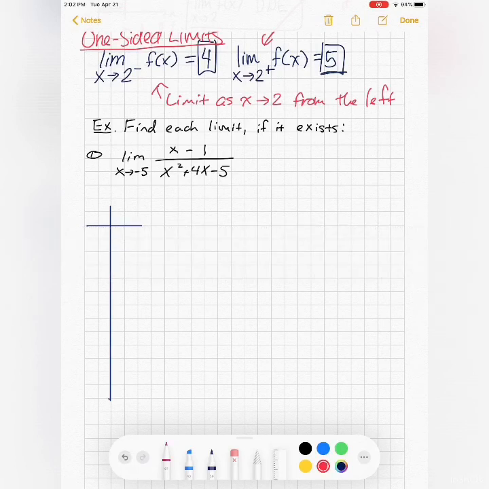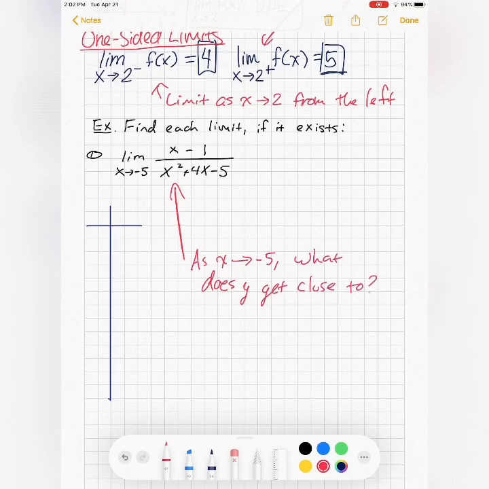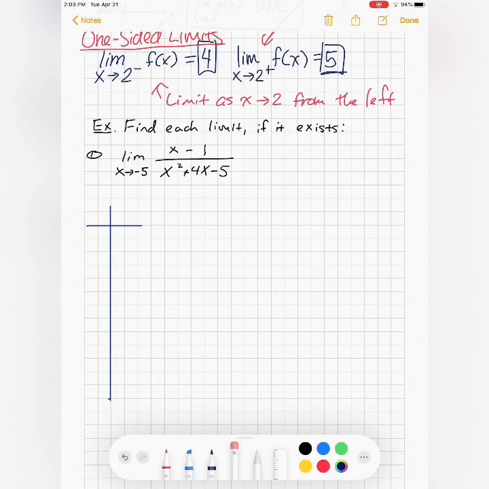Okay, so what is this asking me? This is asking me, as x gets close to -5, what, if anything, does the y get close to for this particular function? So my goal is to answer that question. The most basic way I can think to answer that question would be to set up a table of values. And I could say, well, what if I pick values of x that are getting close to -5, and I see what the matching y values are?